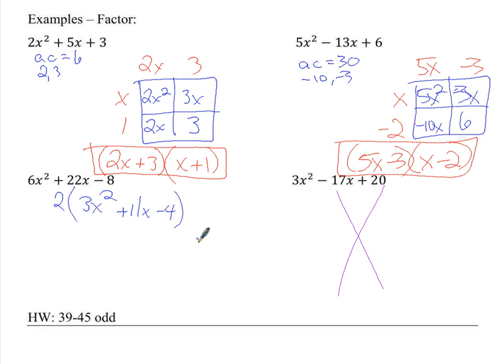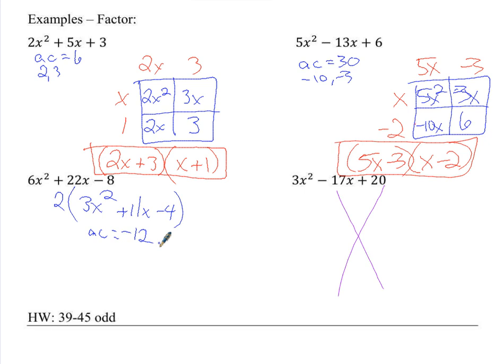So we factor out the GCF. What happens now? What happened before? We have a problem that looks like this. Looks a lot like this problem. We need AC. AC is what? Negative 12. So we need two numbers that multiply to give us negative 12 and at the same time add to give us positive 11.